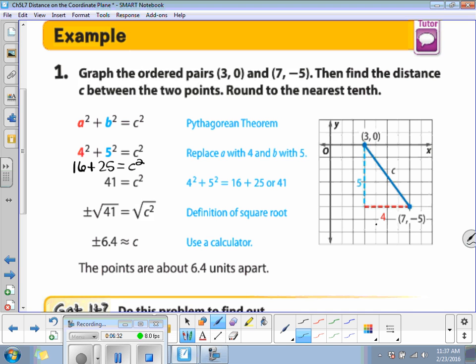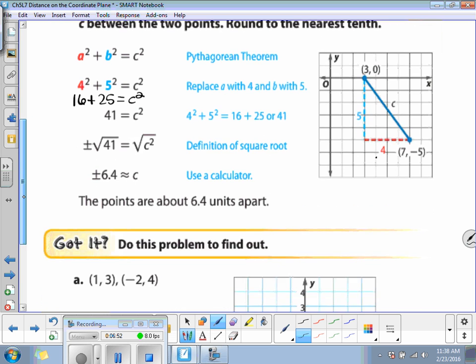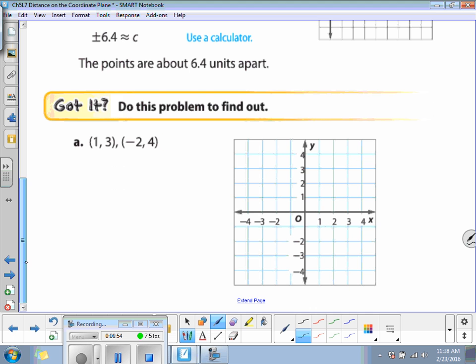And then what am I going to do with those? Take the square root on both sides. Very good. So c is equal to 6.4. Okay? So that tells us that this value right here, the blue c line, is 6.4 units. Okay? So let's do this one on our own.